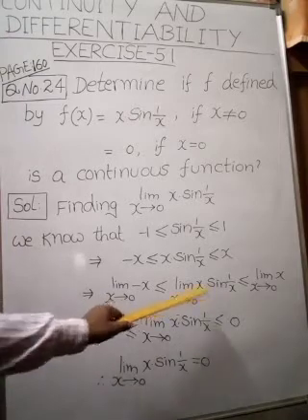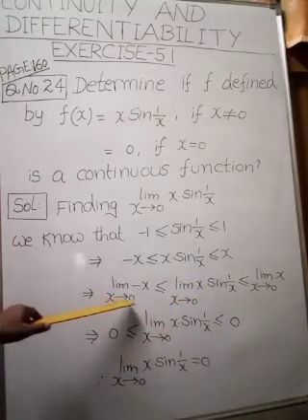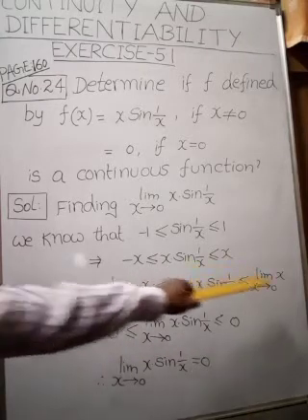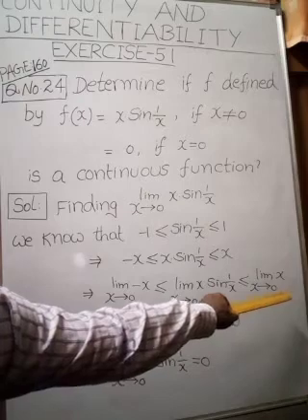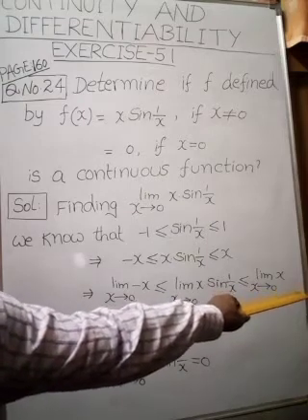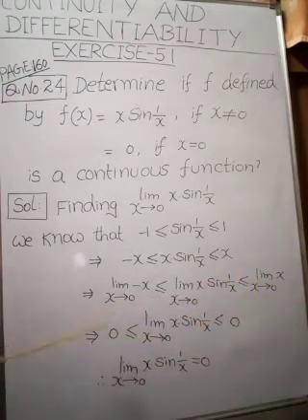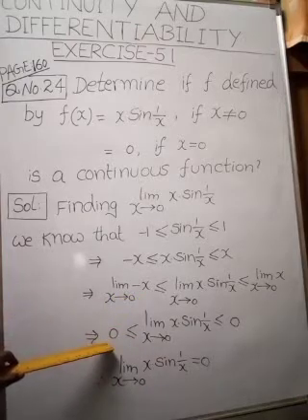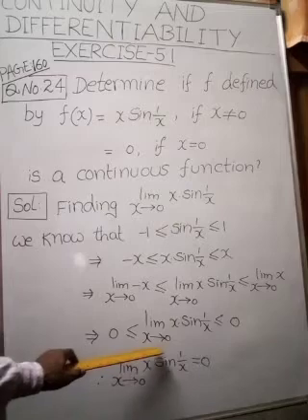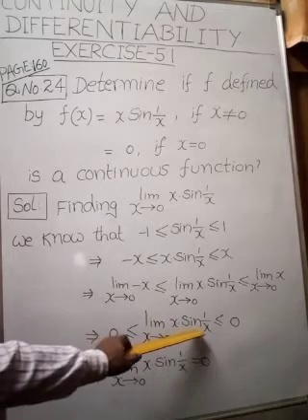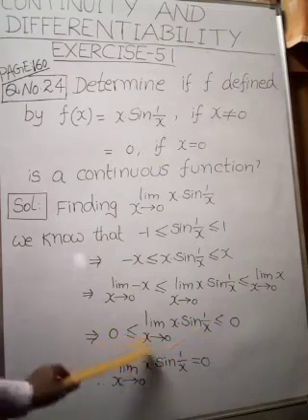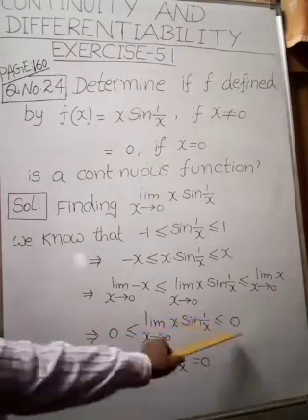Understood this step, my dear children? Right. Now we can find the limit of this function directly by the method of substitution, and we can also find the limit of that function by the method of substitution. We put x equal to 0, then we get 0 less than or equal to the limit as x tends to 0 of x sin(1/x) less than or equal to, here also we get 0. So the limit of this function lies between 0 and 0.